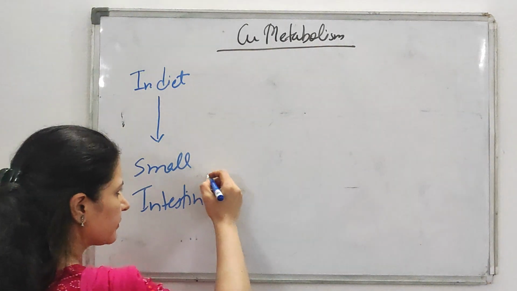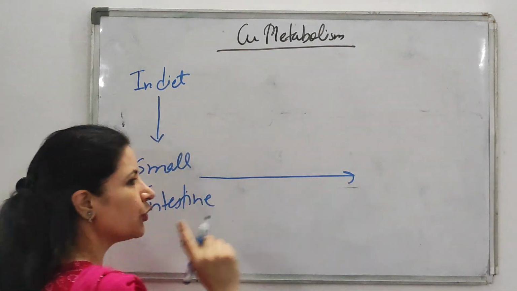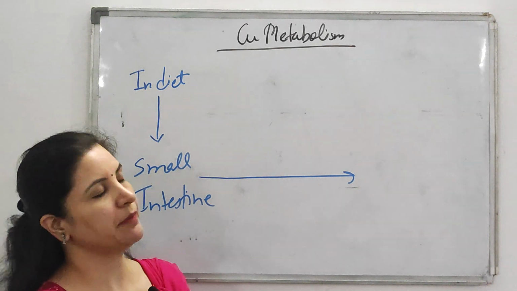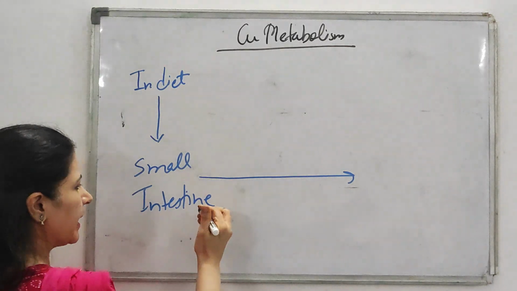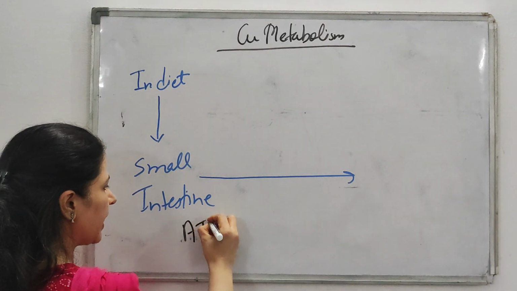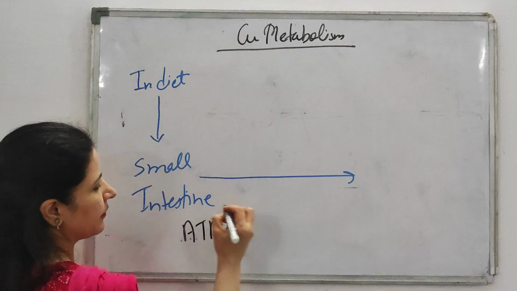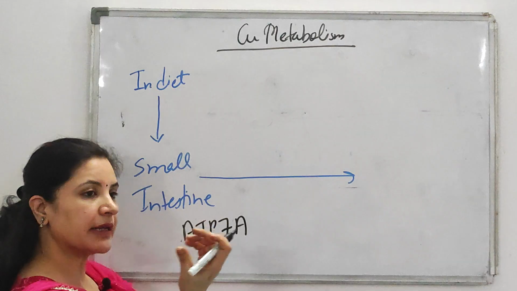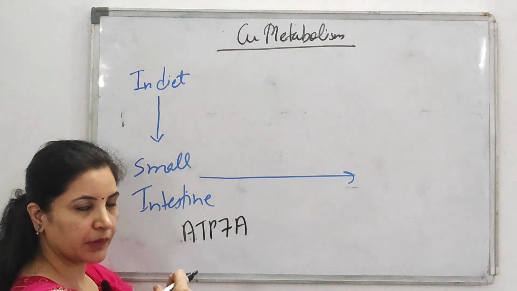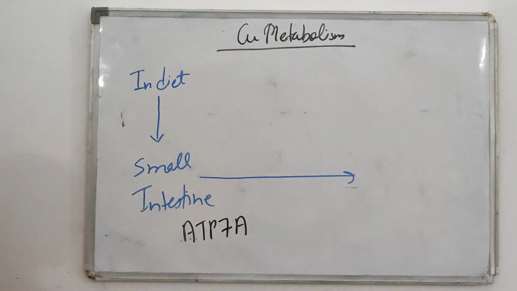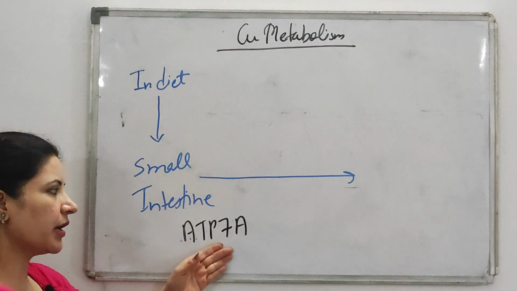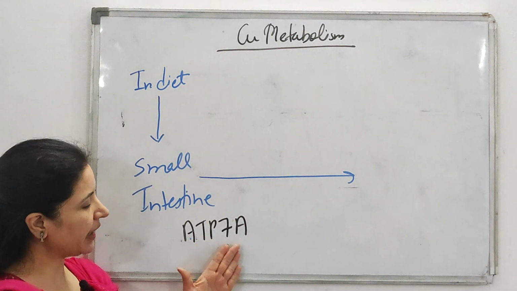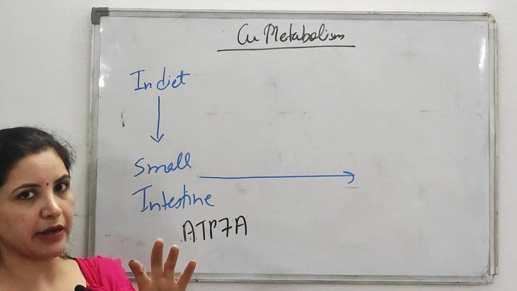Next, there is the role of two transporter proteins, one is ATP7A and another is ATP7B. So there is a transporter protein ATP7A. What is the role of this ATP7A? It helps in the intestinal absorption of copper.